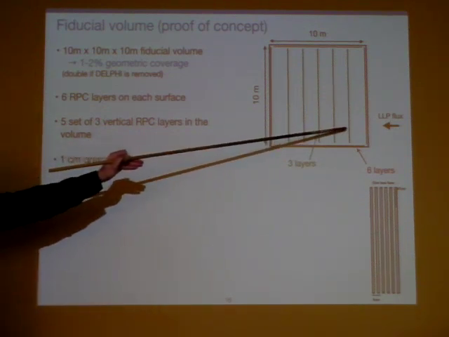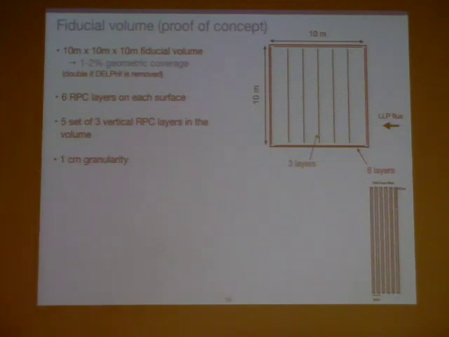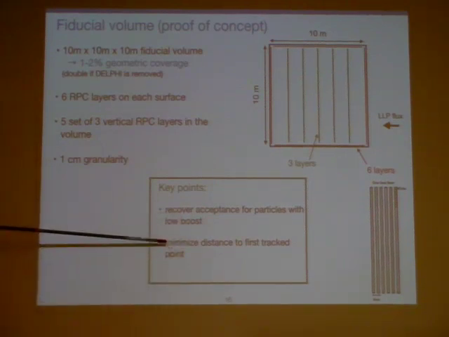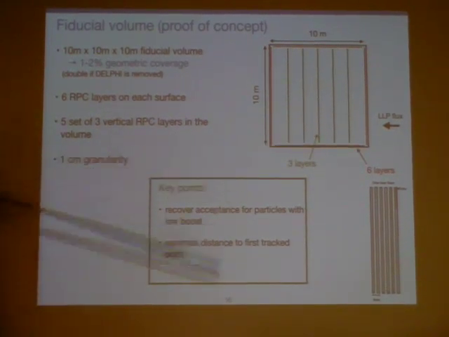Then we have a bunch of tracking stations in the center, also with 3 layers each. This is to reduce the distance to the first tracked point so that you have a better vertex resolution. If you travel a very long distance before you measure your first hit, you have a very lousy resolution on where the vertex really is. So we instrument all the sides to recover low boost particles, and these stations make sure you have a decent vertex resolution, of the order of 5 centimeters rather than meters.